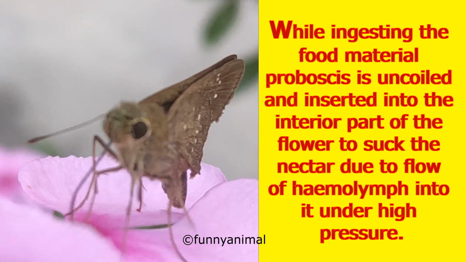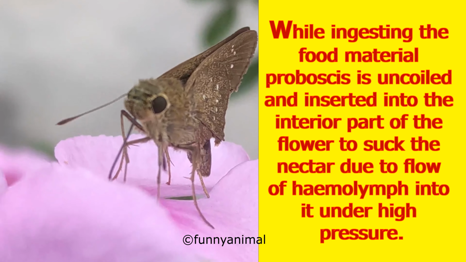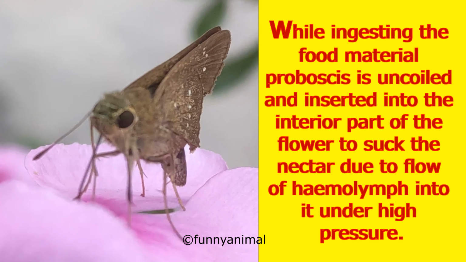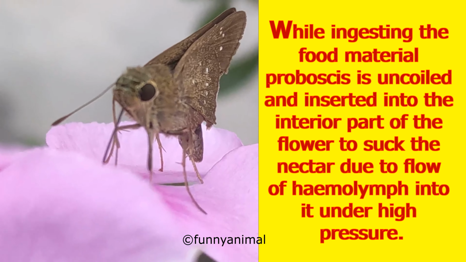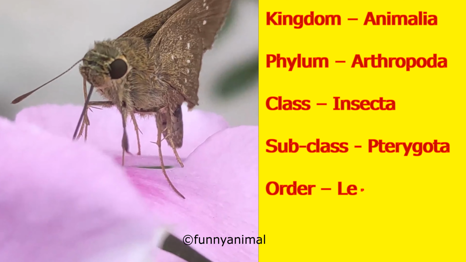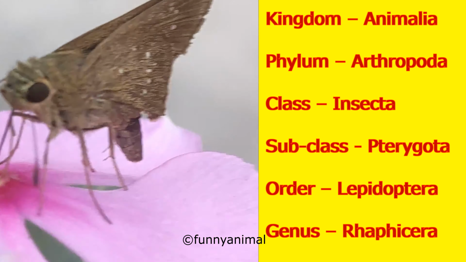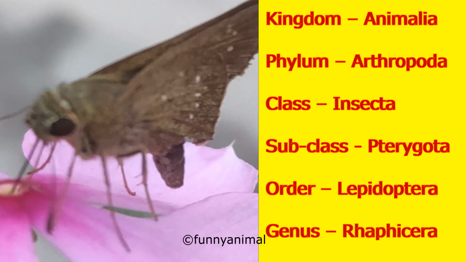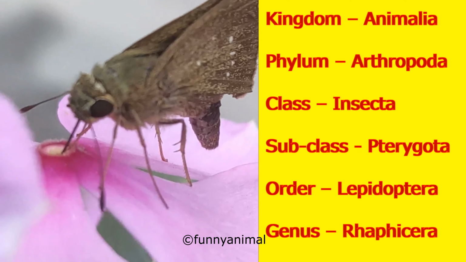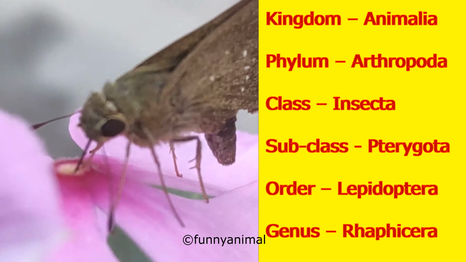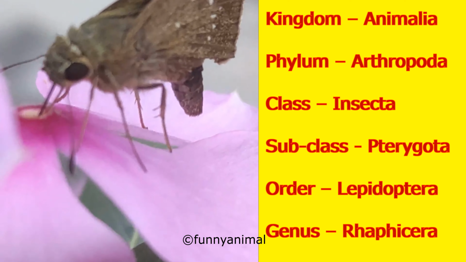While ingesting the food material, the proboscis is uncoiled and inserted into the interior part of the flower to suck the nectar, due to the flow of hemolymph into it under high pressure. As per the scientific classification, butterfly falls under kingdom Animalia, phylum Arthropoda, class Insecta, subclass Pterygota, order Lepidoptera, genus Rhaphicera.